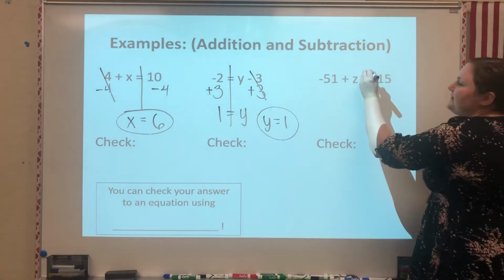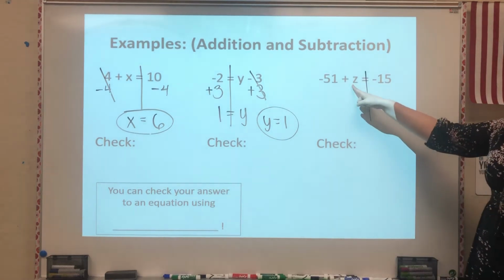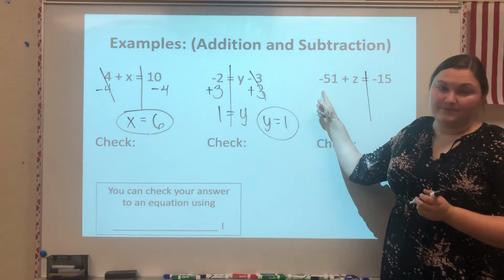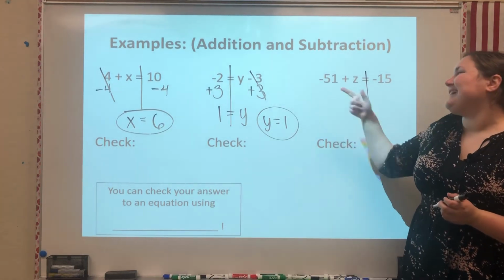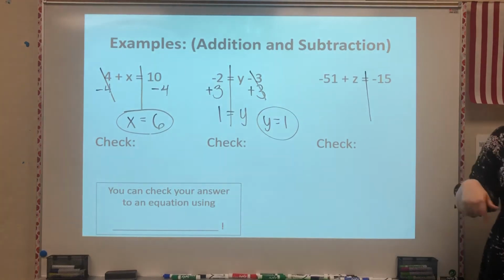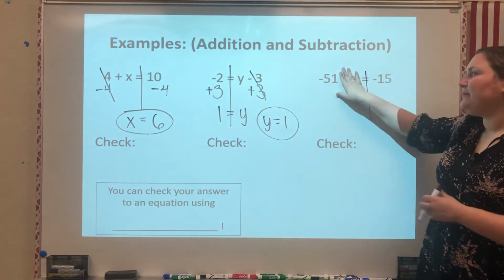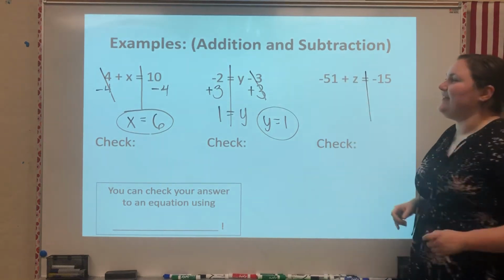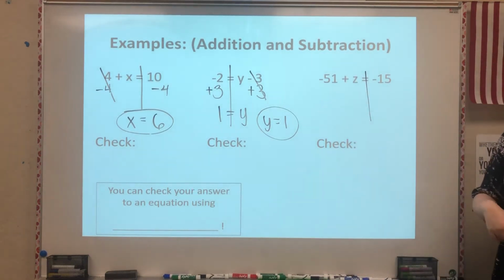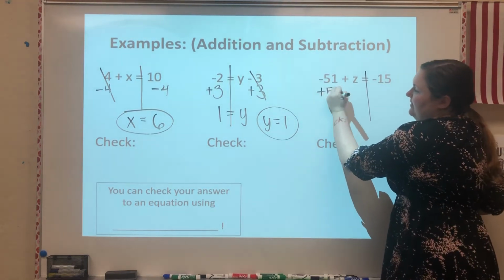Well, in order to solve this equation, again, I want to find my variable and find the number with the variable. So in order to solve this equation, I need to get rid of that negative 51. Now, I need to do the opposite. It's tempting to see that plus sign there, but I really want to focus in on what's the opposite of a negative 51. The opposite would be positive 51.